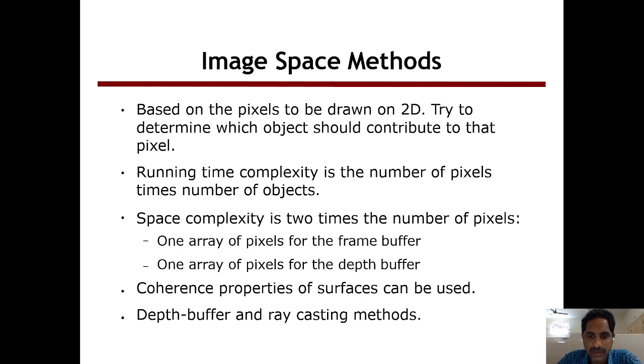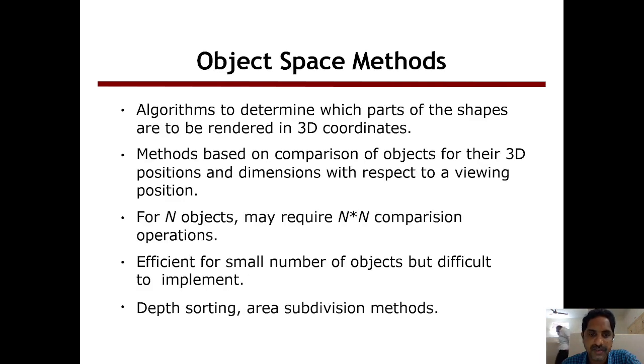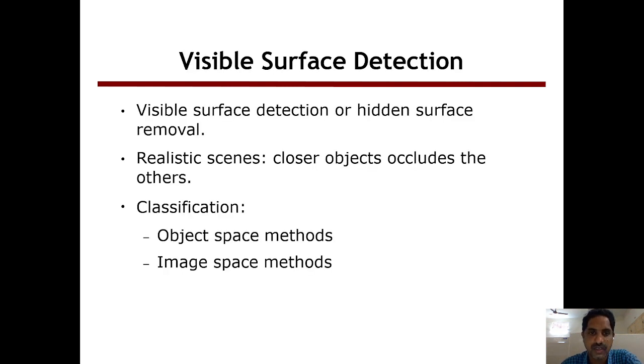Covering properties of the surfaces can be used in the depth buffer and ray casting methods. Here we are using two different methods: the first one is the depth buffer and the next one is ray casting. These are the two techniques for applying the image space method. The image space method develops on the projection of the images, while the object space method is applied directly to the object areas. So these are the two main classifications of visible surface detection methods: the object space method and the image space method.